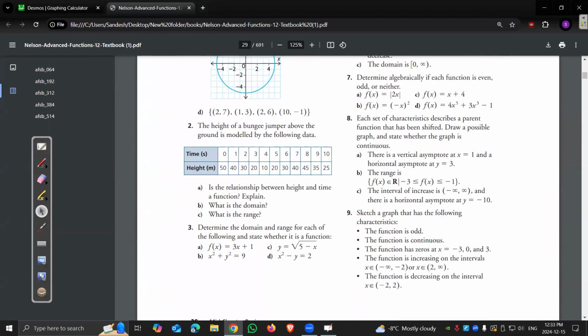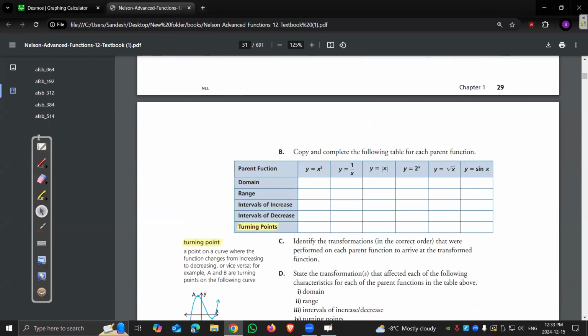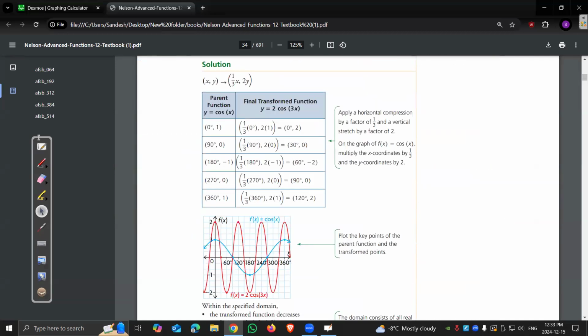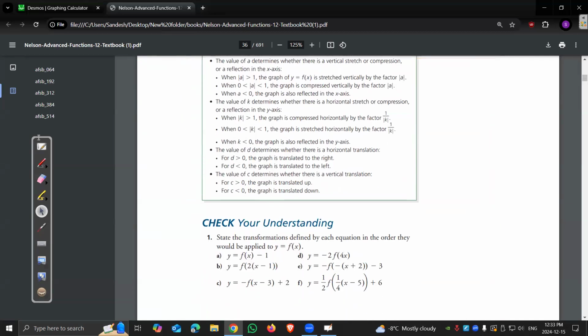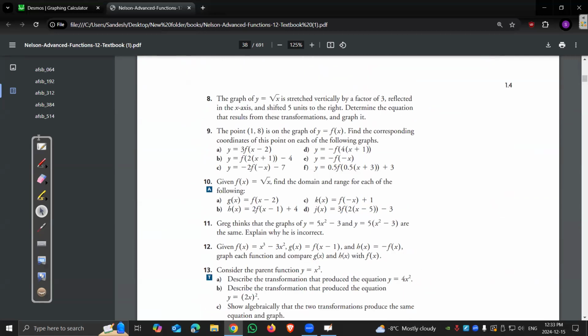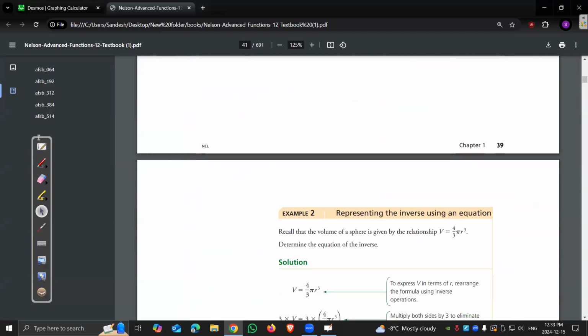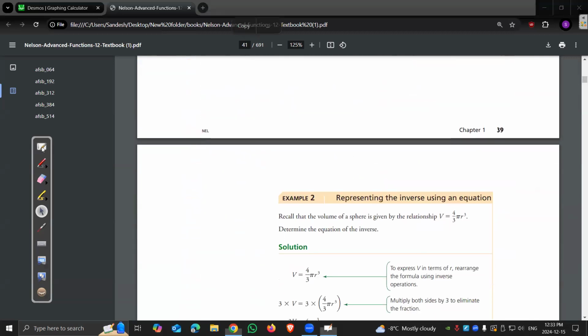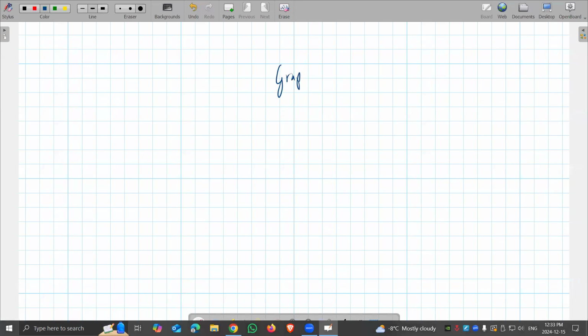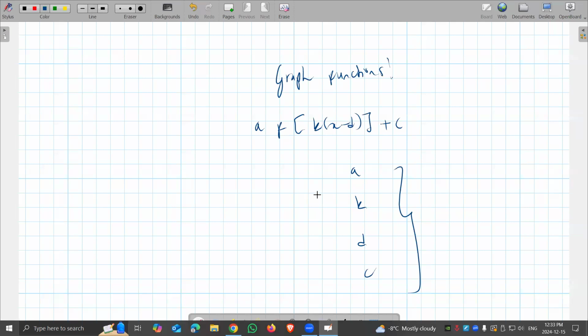Yeah, so we finished off with this question. Graphing functions, I don't think we have too big of a problem with it. You just have to know what the parent functions look like and what the point mapping rule is. So again, to graph functions, you have to know this: a f(k(x - d)) + c. You have to know what a, k, d, c does for each function.